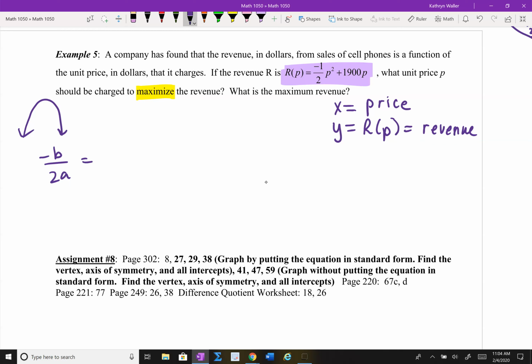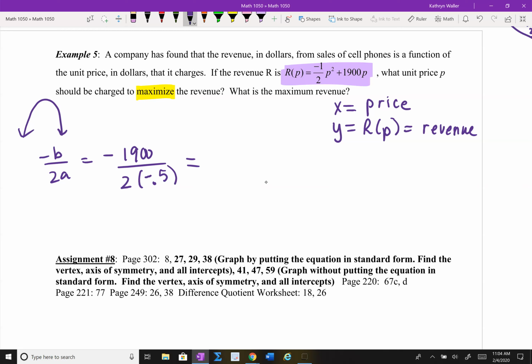Negative b over 2a. So you go negative 1900 over 2 times negative 0.5. A negative over a negative is a positive, so I know it's going to be a positive. Grab your calculator and punch it in exactly how I tell you, okay? Don't do it on your own. 1900 divided by 2 times 0.5. I didn't do signs because I don't need to.